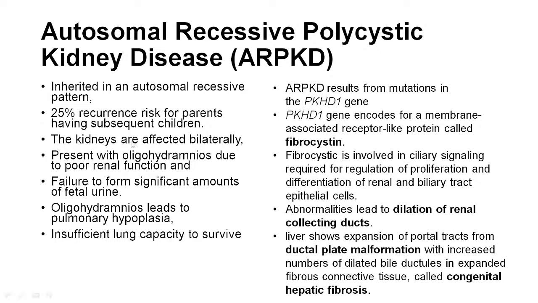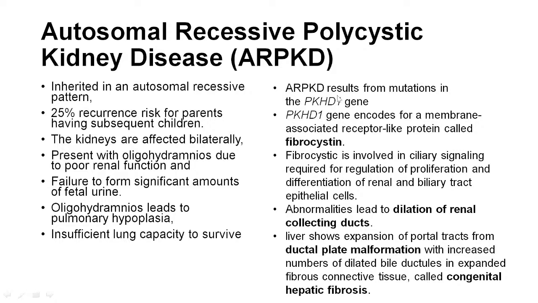Okay. So, autosomal recessive polycystic kidney, the name speaks for itself, it is autosomal recessive inheritance in Mendelian pattern, that is 25% recurrence risk from the parent to sibling, offspring. Kidneys are affected bilaterally, present with oligohydramnios due to poor renal function and failure to form significant amount of fetal urine. Oligohydramnios leads to pulmonary hypoplasia, insufficient lung capacity to survive because of the pulmonary hypoplasia.